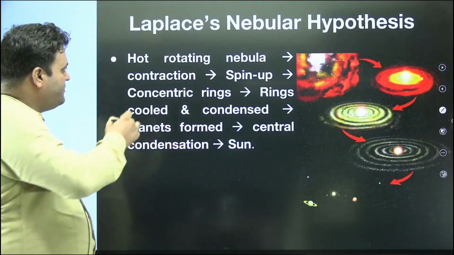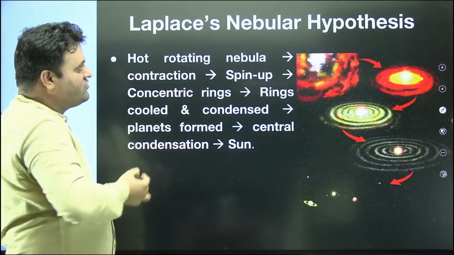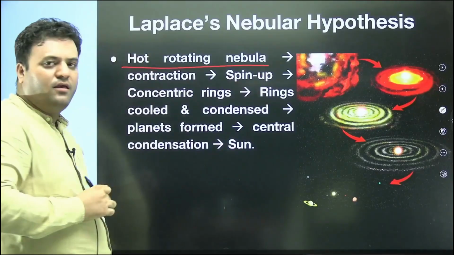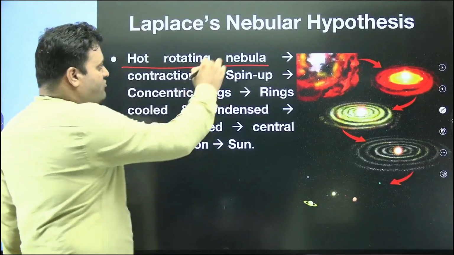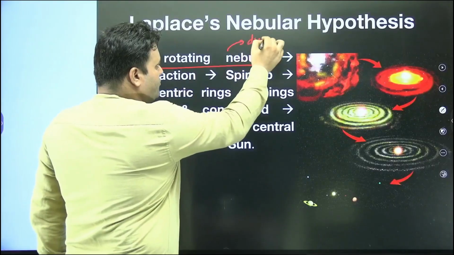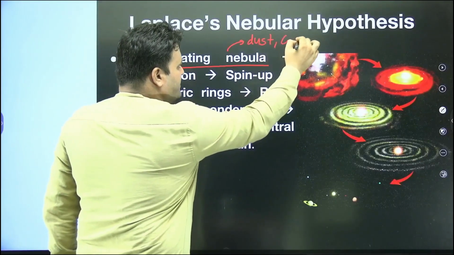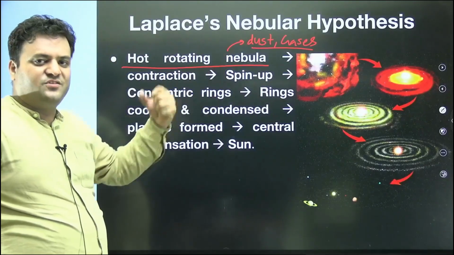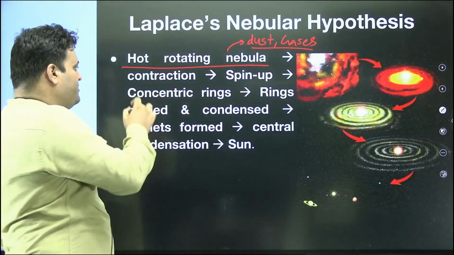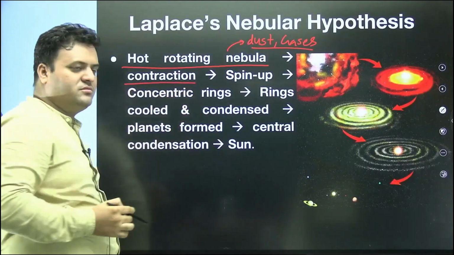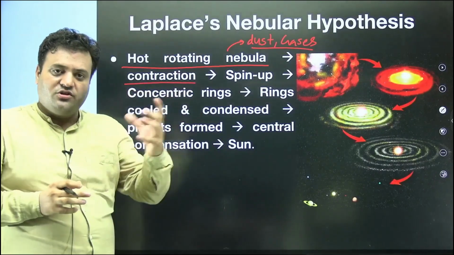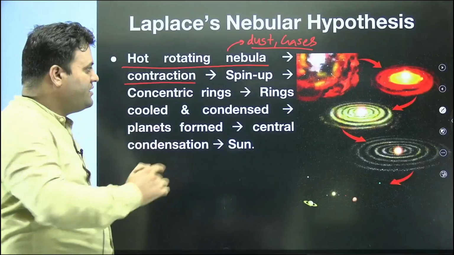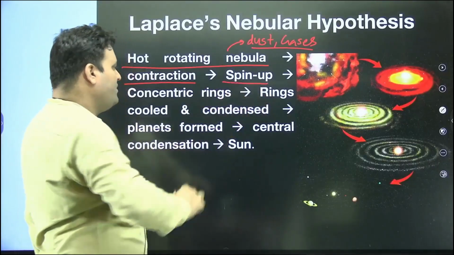Now this is the crux here. You can see the entire crux of this nebular hypothesis theory. There was a hot rotating nebula first, and this nebula was comprised of dust and gases. As the dust particles were there, there was a self-gravity. Because of the self-gravity, there was a contraction, in order to maintain the angular momentum. A disc shape appeared, and it started to spin up.